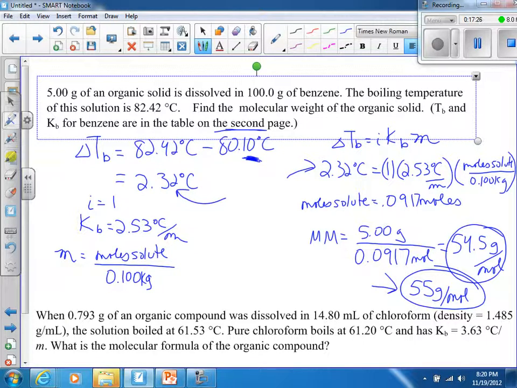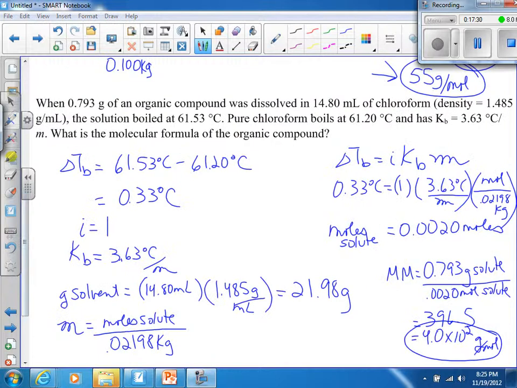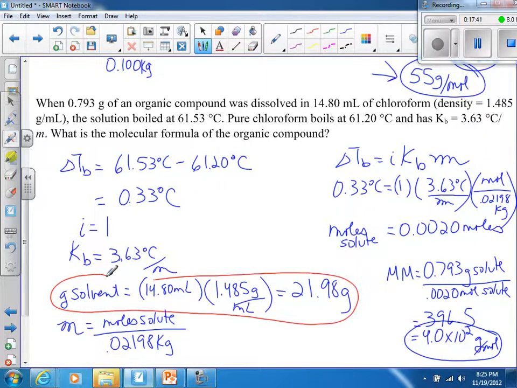Okay, you're going to want to pause again, because I'm going to put up the solution for the last one. So go ahead and pause. Okay, so here's the solution for the very last problem. There was really just one trick in here, which was making sure that you got the grams of the solvent from the milliliters and the density of the solvent.